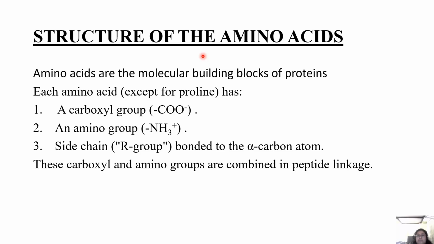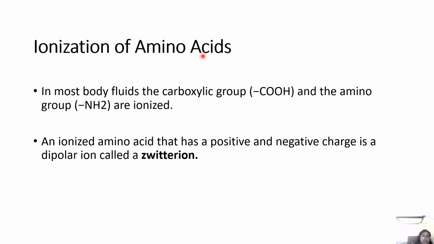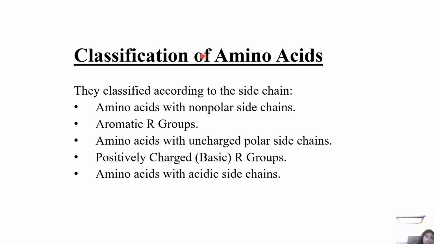So amino acids are the molecular building blocks of proteins. Each amino acid has a carboxyl group and an amino group, and a side chain bonded to the alpha carbon atom. The carboxyl and amino groups are combined in peptide linkage. In most body fluids, the carboxylic group and the amino group are ionized. An ionized amino acid that has a positive and negative charge is a dipolar ion called a zwitterion.